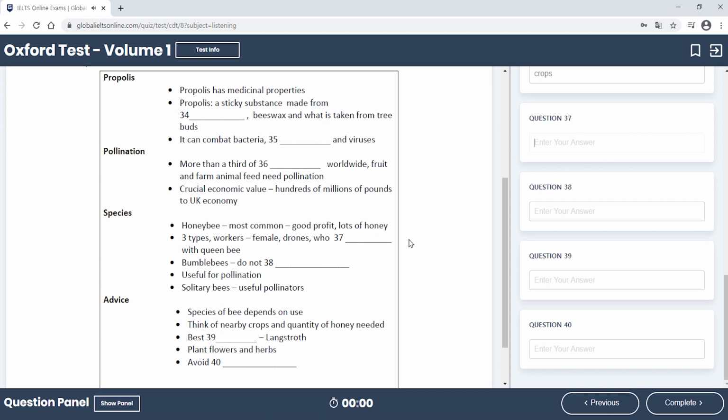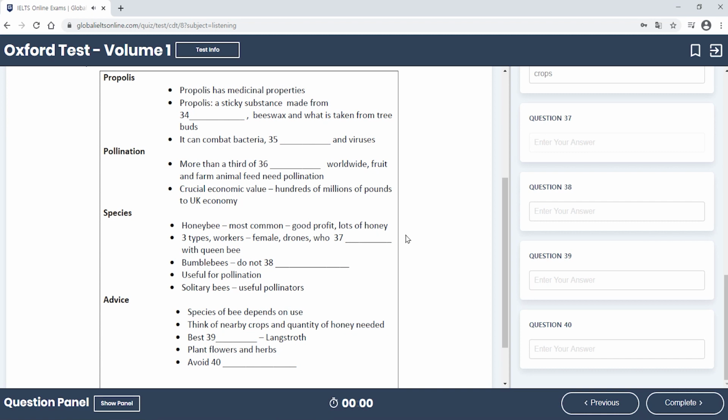Moving on to speak about the various species of bees, it is commonly believed that there are over 20,000 species worldwide, including honeybees, bumblebees, and solitary bees. In the UK alone, there are over 250 types.